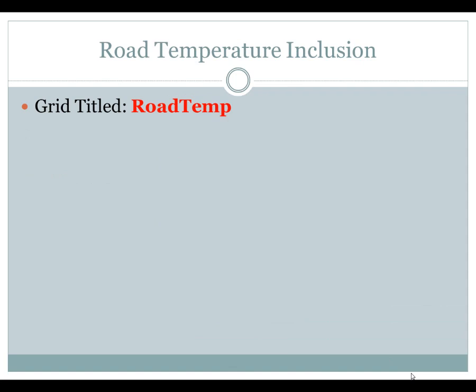Finally, there's one other grid. It's definitely an optional one here, called road temp.